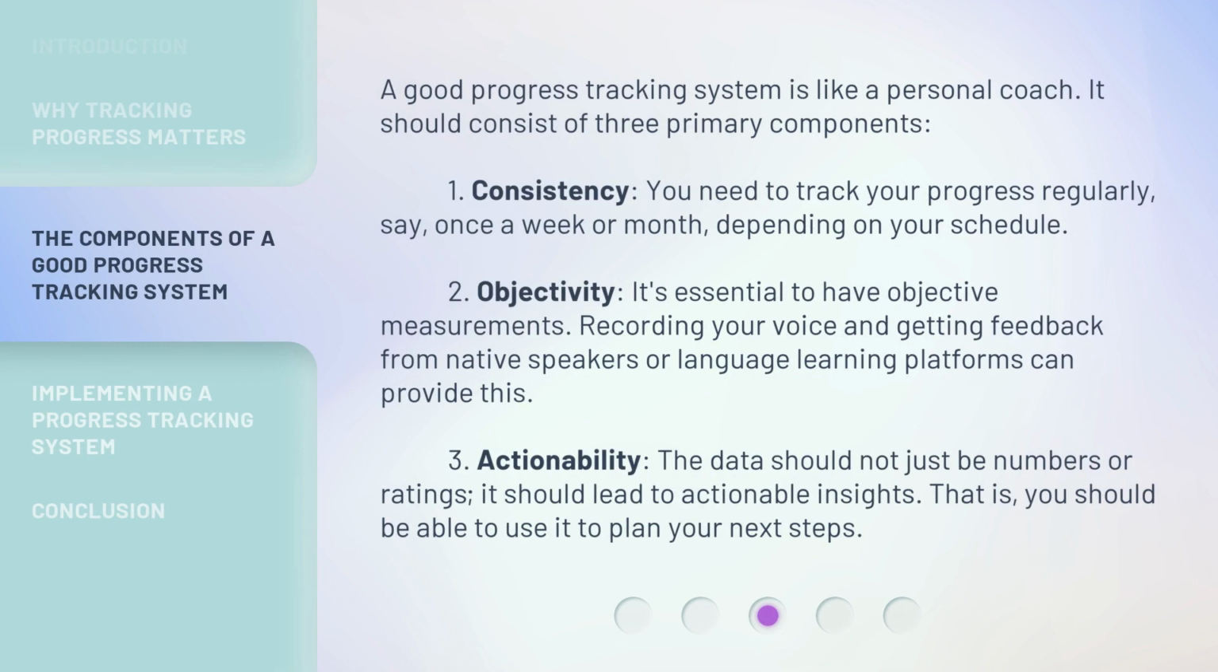A good progress tracking system is like a personal coach. It should consist of 3 primary components. 1. Consistency. You need to track your progress regularly, say, once a week or month, depending on your schedule. 2. Objectivity. It's essential to have objective measurements. Recording your voice and getting feedback from native speakers or language learning platforms can provide this.